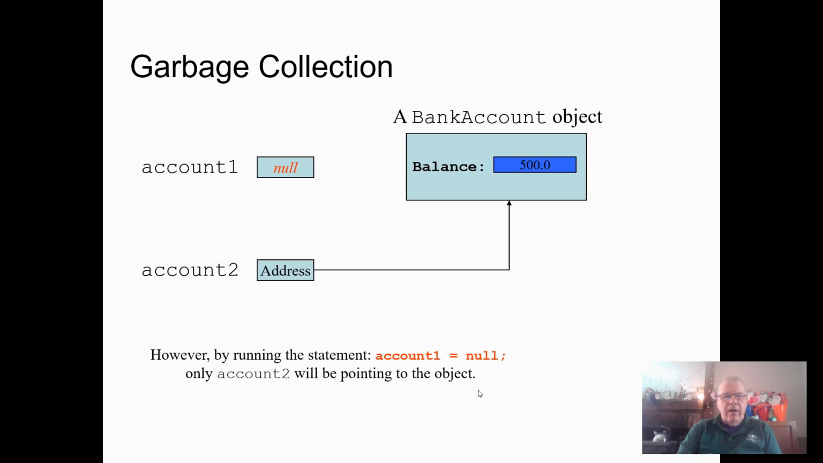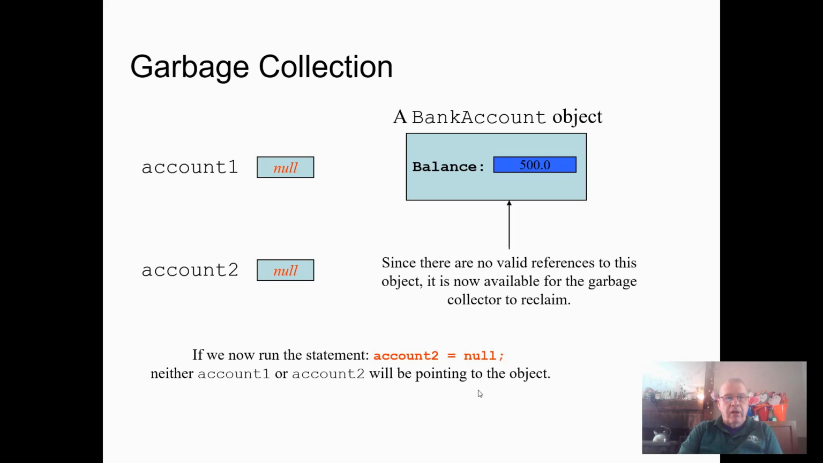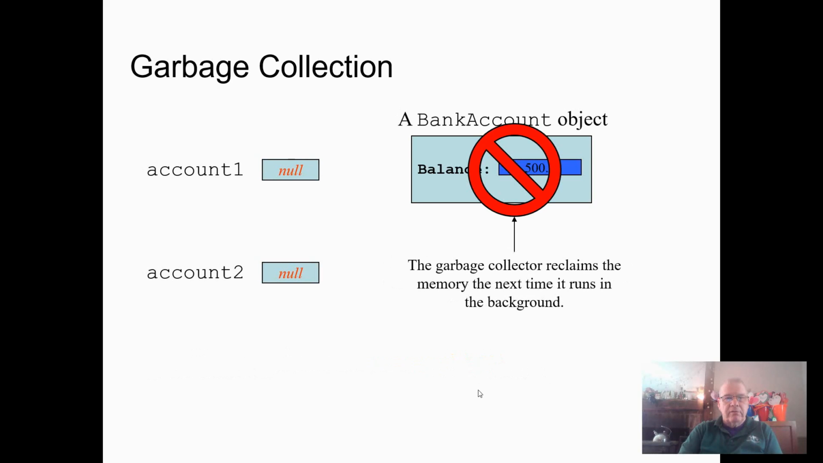If now account1 is set to null, account2 is still pointing to the bank account object, so it's not garbage collected. But then if account2 is also set to null or set to another object, then the bank account object has nothing pointing to it. There's no way that the Java program can get to the bank account object anymore. And so it's garbage collected.